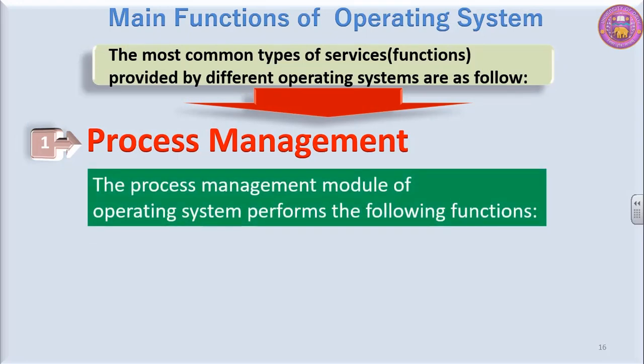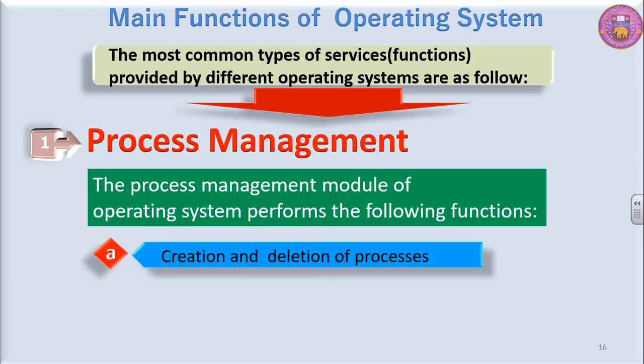The process management module of operating system performs the following functions. The first one, A, creation and deletion of processes. Some new processes have to be created or some existing process has to be deleted on completion of a task. This is the job of process management.